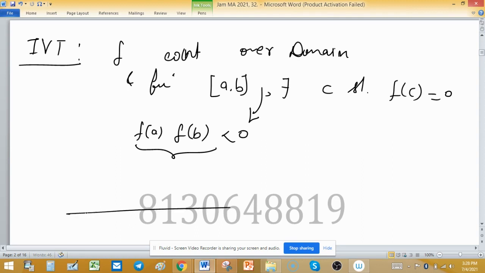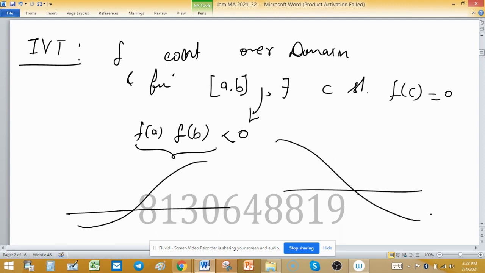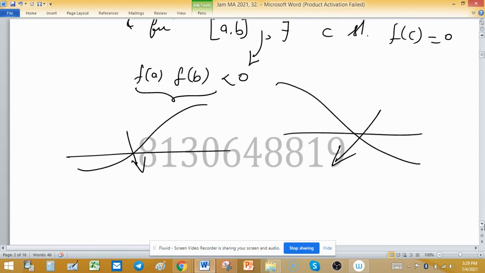Suppose this is the graph of the function, going from negative to positive, either in an increasing or decreasing way. So if it goes negative to positive or positive to negative, either concave up or concave down, we can see there exists a C that lies between a and b such that this C is the root of the polynomial. So this is the geometric meaning of the intermediate value theorem.